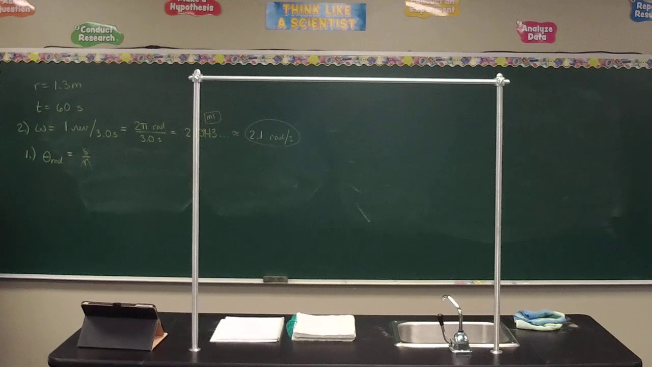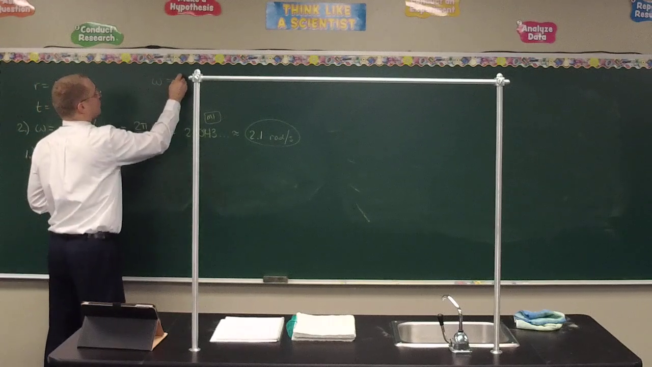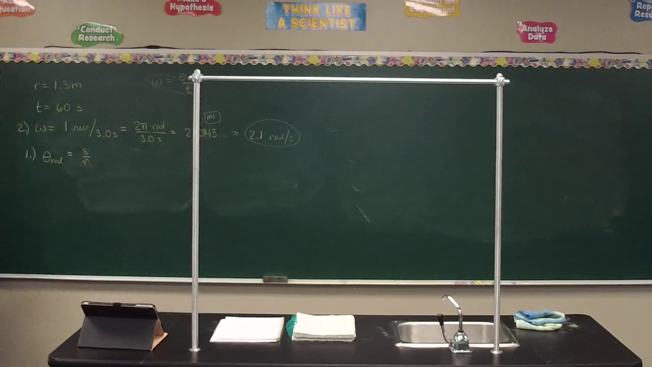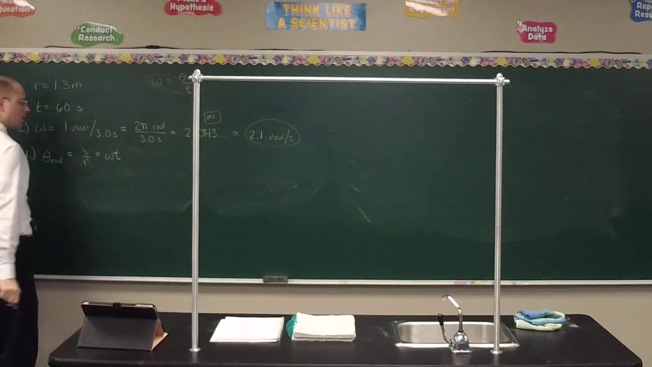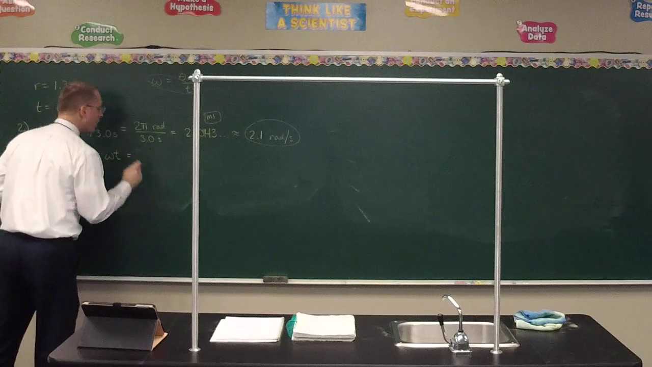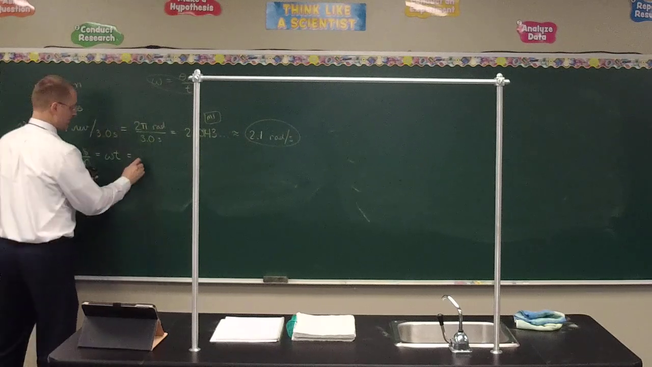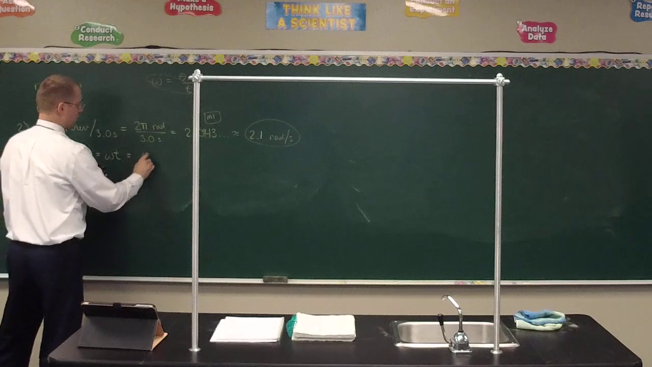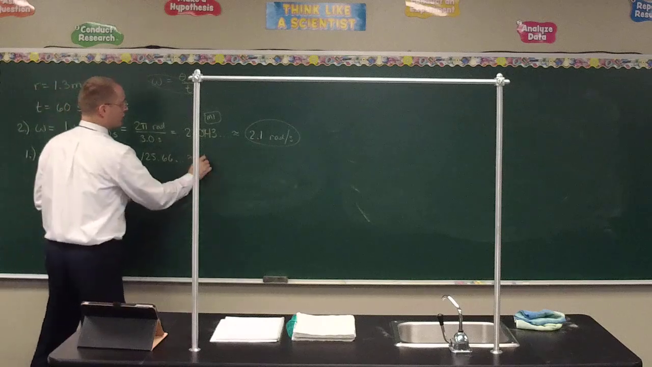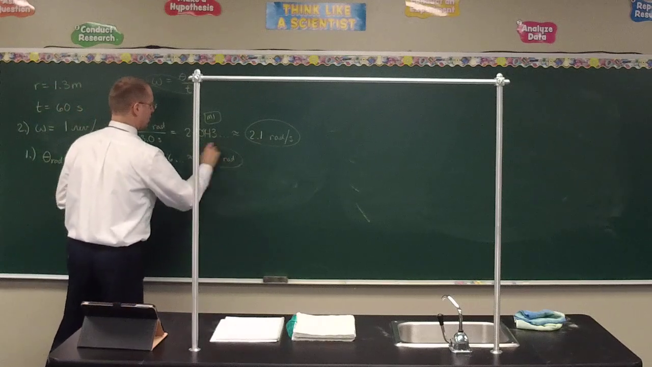Could you do omega equals theta rad over t? You could use omega equals theta rad over t and cross multiply. And what do we get? 125. I got 125.66, or rounded to 2 sig figs, I guess 130 radians.